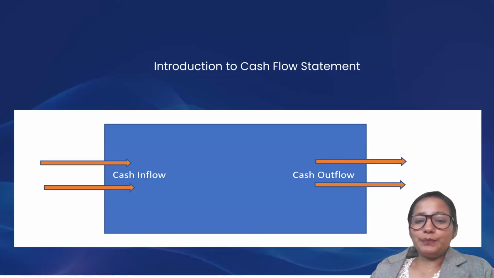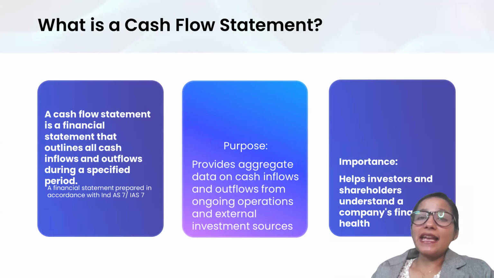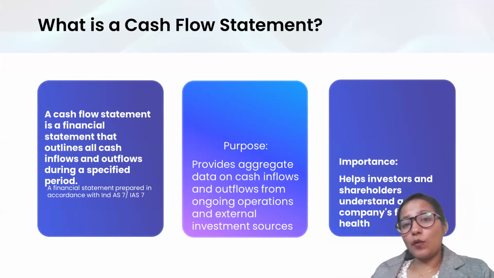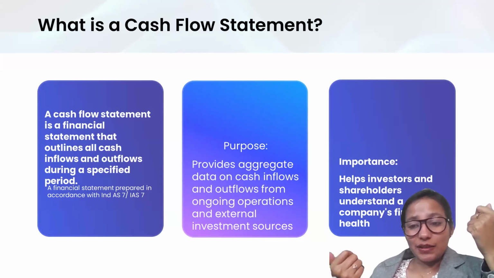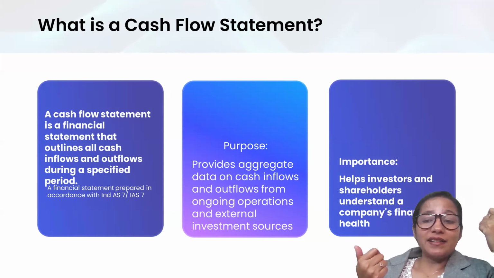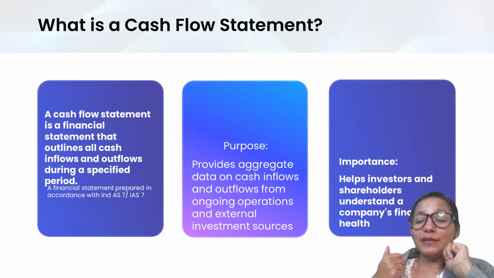Okay. Now, the same thing which I have already discussed with you is written here. When we are following IFRS, it means IAS 7 or Ind AS 7, which is equivalent to IFRS, we prepare our cash flow statement. A cash flow statement is a financial statement that outlines all cash inflows and outflows during a specific period. Period means it could be 1 month, 2 months, 3 months, 1 year, 6 months, anything. But when we talk about a point in time, we prepare the financial statement according to the point in time. It means the balance sheet.